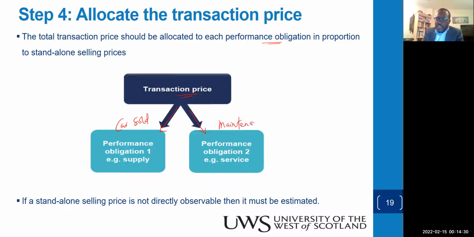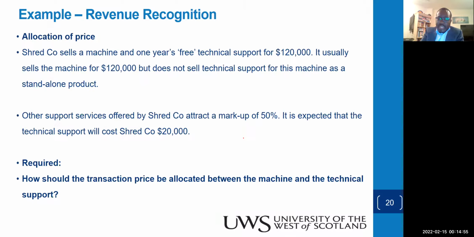So if the total was, let's say, 12,000, we have to split this 12,000 between the car sales and the maintenance portion. If a standalone selling price is not directly observable, we just use an estimate. If a standalone price cannot be determined, use an estimate of what others could have done easily on the market.